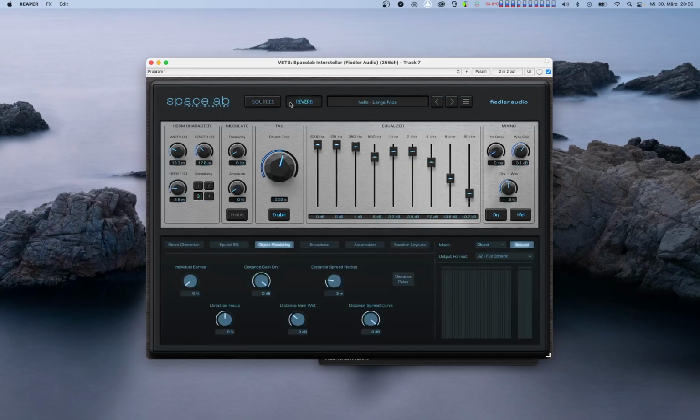Distance delay is an option for delaying the dry sound of your objects depending on their distance to the listener, just like in real life. The further away a sound source is from you, the more time its sound is going to need to travel in order for that sound to reach you. By default, this option is switched off to keep your objects in sync with the rest of your project, especially in music. You can switch this on when, for example, you need a Doppler effect for moving objects.